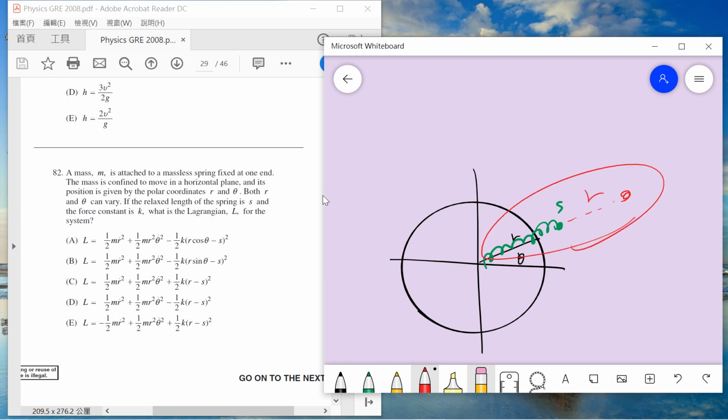So it's just one half k x squared, where S is the natural length. So basically it's R minus S squared. So this is the potential term. So the answer is D.